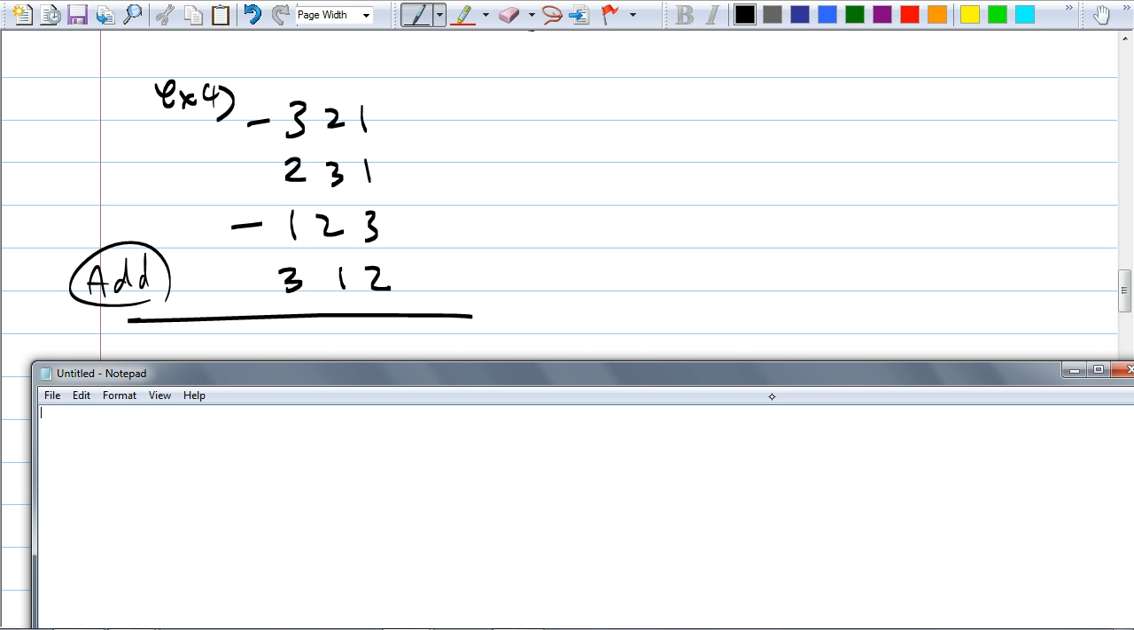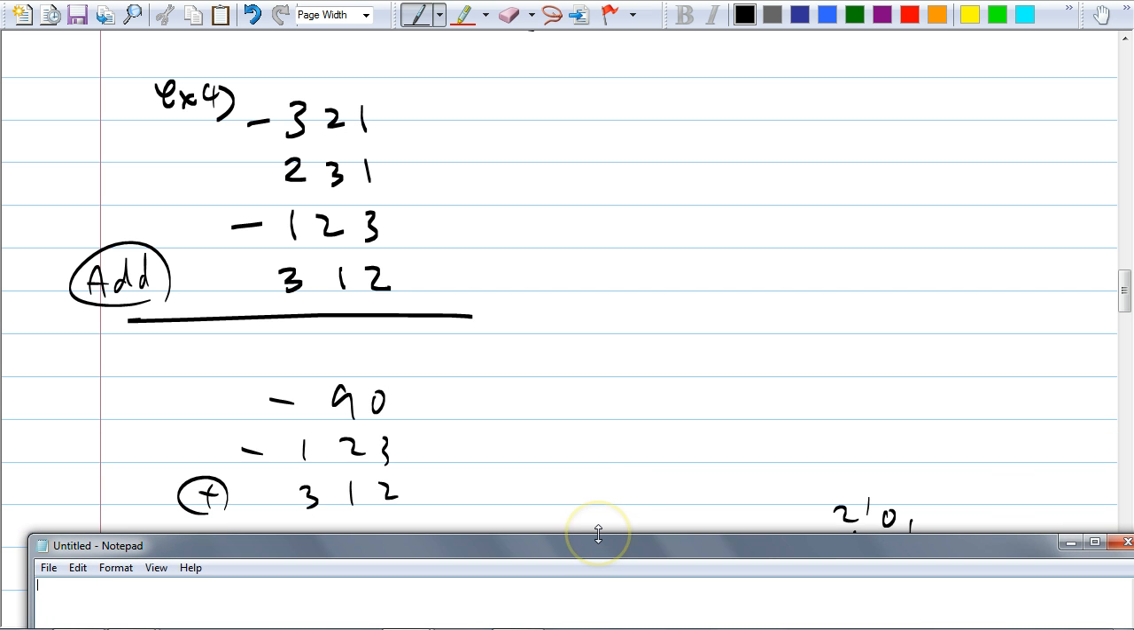What do we get when we add negative 321 plus 231? Carolyn, what do we get there? Negative 90? There you go. And of course, you get the rest. We're still adding them, right? So that's very good.